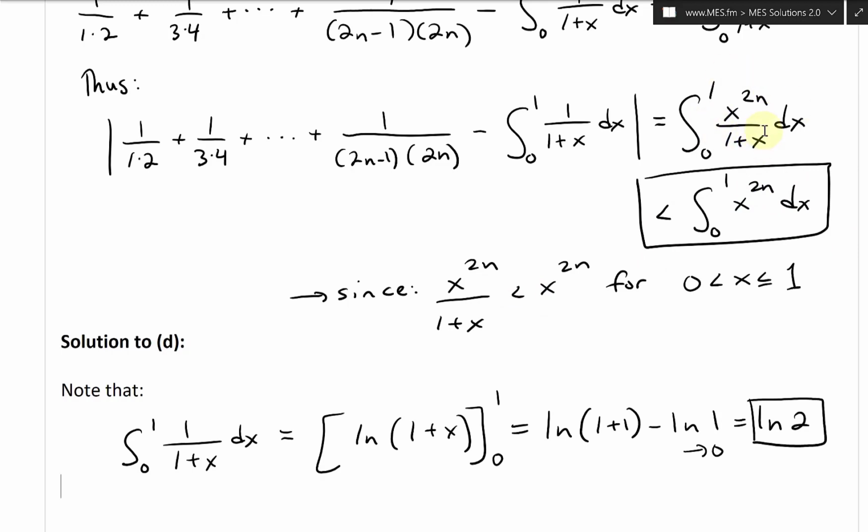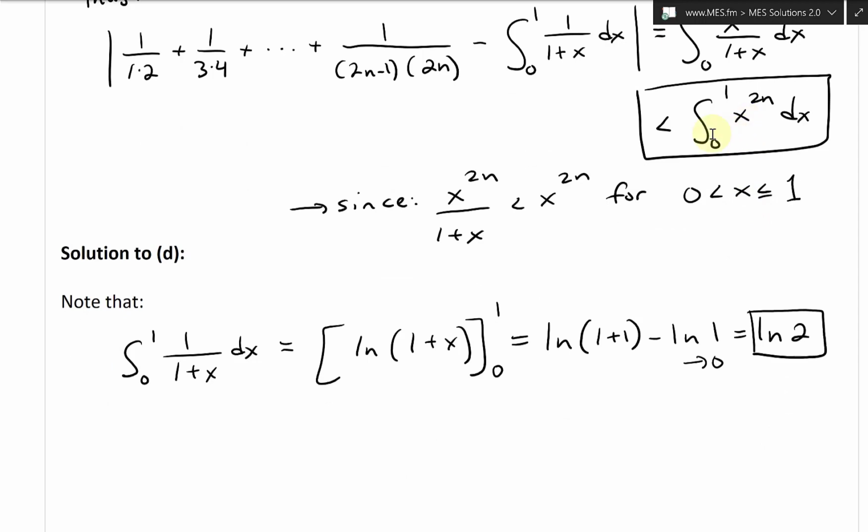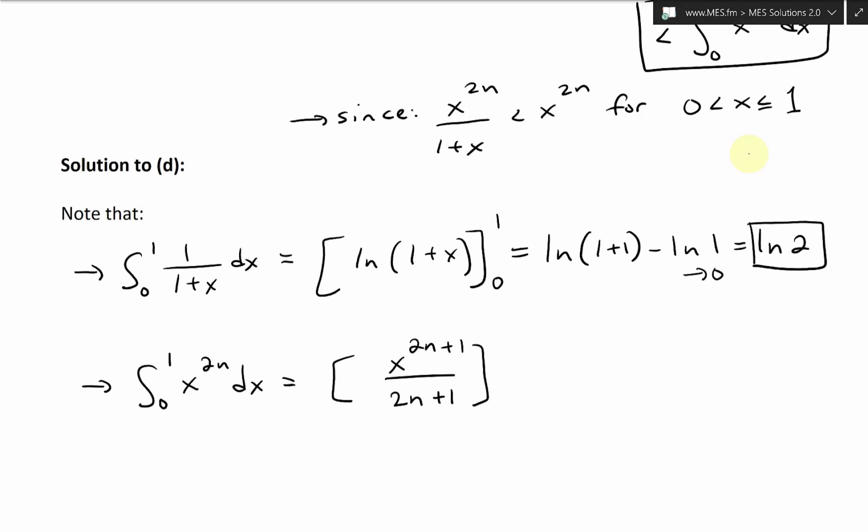We don't need to do any advanced integration for this one. So this is the integral from 0 to 1 of x to the power 2n dx. The antiderivative of x^(2n) is x^(2n+1), so we add a power, divided by 2n plus 1, and then evaluate from 0 to 1.